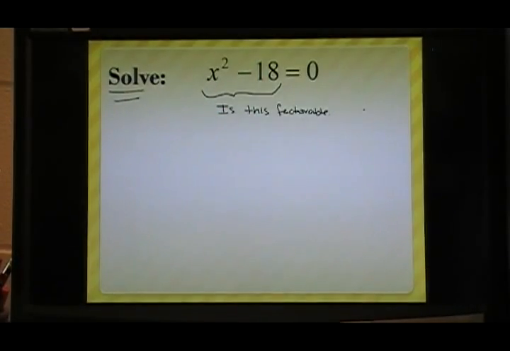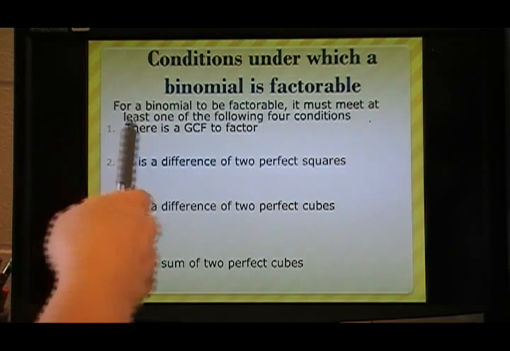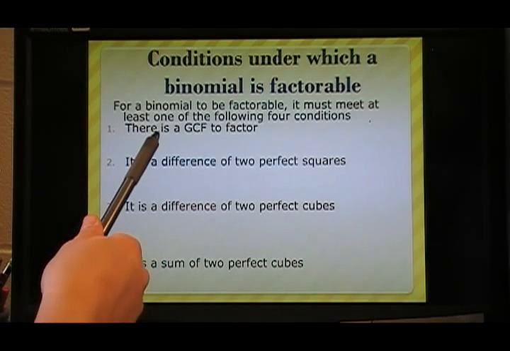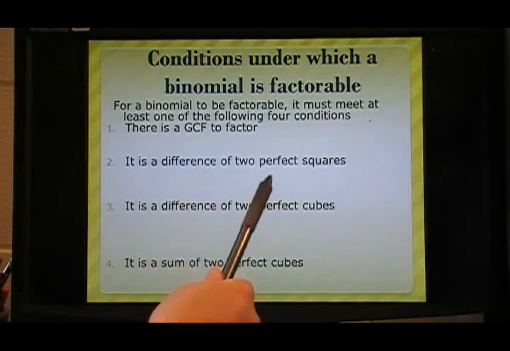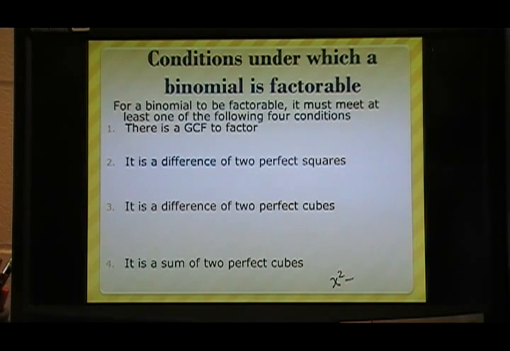And if we go back to the beginning, conditions under which a binomial is factorable. It's factorable if there is a GCF, which we've already decided there is not. Difference of perfect squares, difference of cubes, or a sum of cubes. Okay, let me write down what I have here. So we're trying to decide if x squared minus 18 is a factorable binomial. Okay, so there's no greatest common factor.